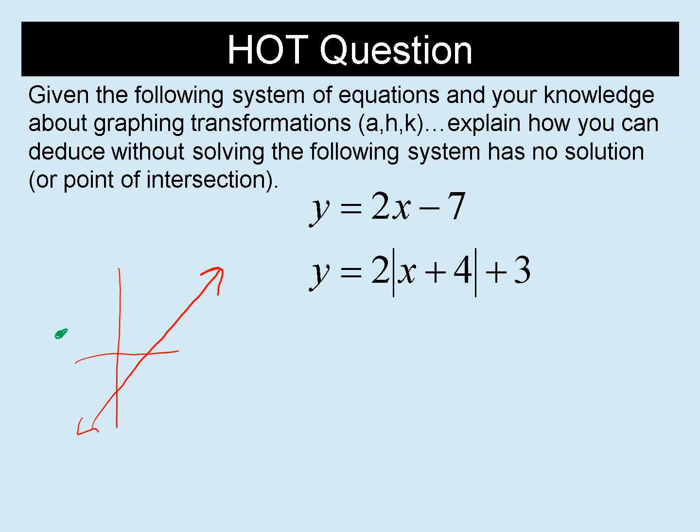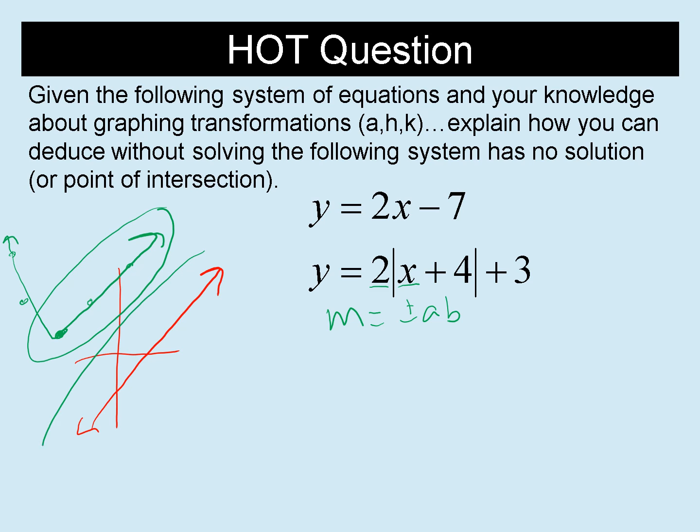But using what we know about the slopes of the sides, the slope of each side is going to be plus or minus a times b. So that means I'm going to go up 2 over 1, up 2 over 1, and then here up 2 over 1, up 2 over 1. So when you graph it, these two pieces of the graph are going to be parallel. Therefore, they will never intersect.